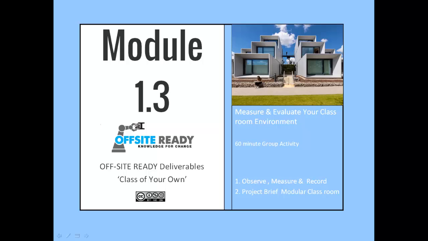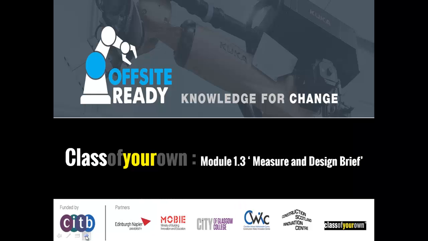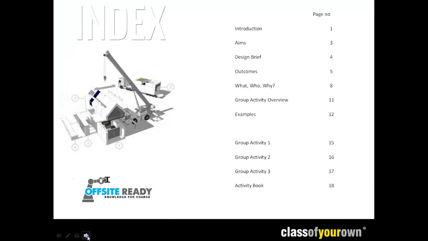Module 1.3 is designed to enable the students to actually measure and evaluate their existing classroom before they go on to start designing their own ideas and linking them through to the various modules. So module 1.3 is a 60-minute lecture including a 30-minute group activity. But it might very well be that the timescales go longer for the second part of the activity itself.